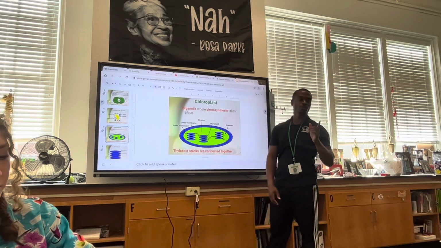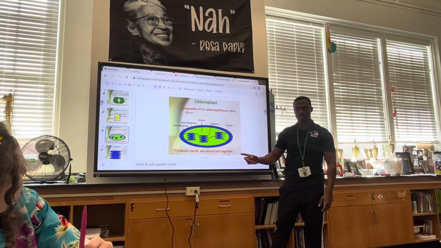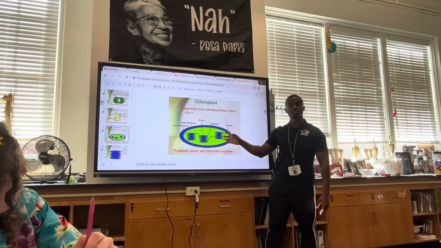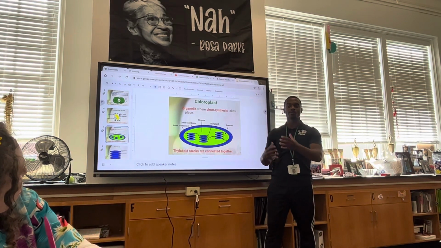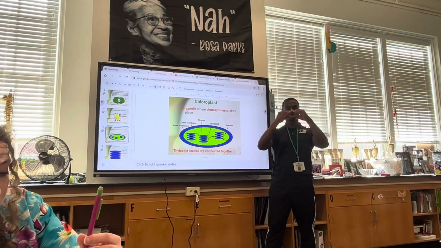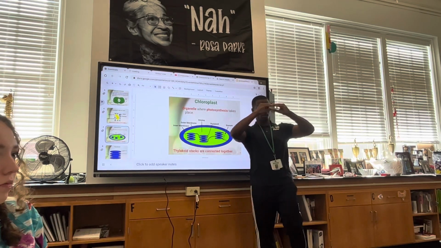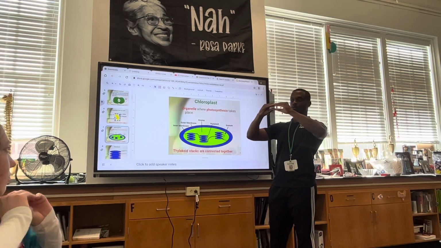There are some important structures inside of the chloroplast. We have the outer membrane, we have the inner membrane. We have the stroma, which is equivalent to a cytosolic fluid, that space inside. Then you have the thylakoid. Do your fingers like this. Thylakoid, thylakoid gang, let's go. Hold it up.